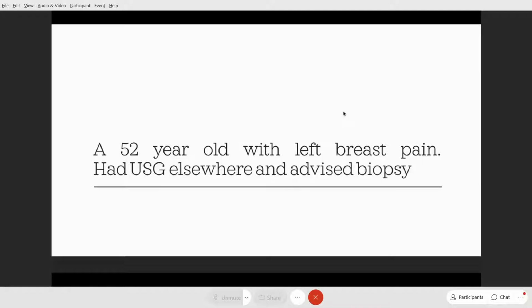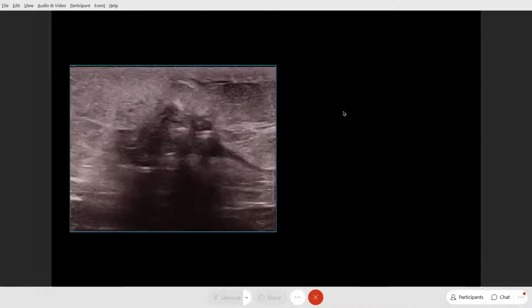Now, the second one, a 52-year-old lady with left breast pain. She had an ultrasound done elsewhere and she was advised biopsy. She was extremely anxious because of her previous history. So, this is the ultrasound of the left breast. And with all the knowledge we have, we know that this is an irregular mass, it has microlobulated margins, it has got an echogenic rim. So, do we agree with the diagnosis which she has brought in, and should we go ahead with biopsy?